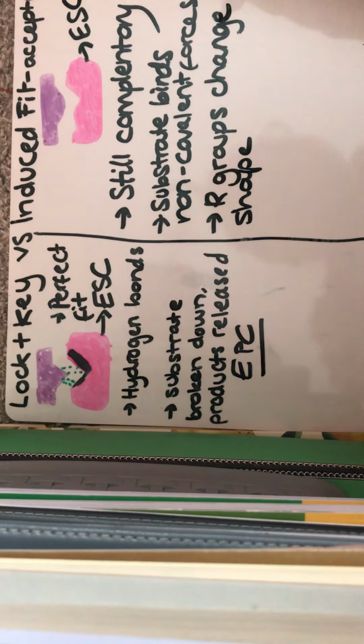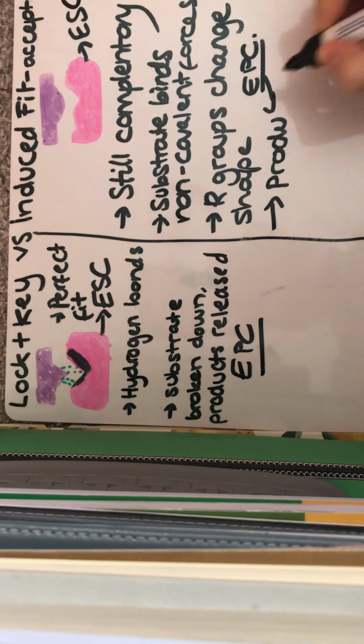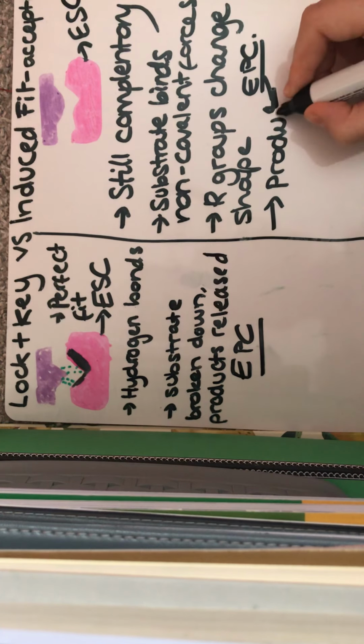And then once it's been broken down again, the products aren't going to be a complementary shape to the active site, so they're going to be released. So products are going to be released after the enzyme product complex has been formed.